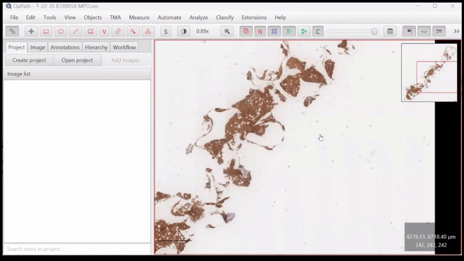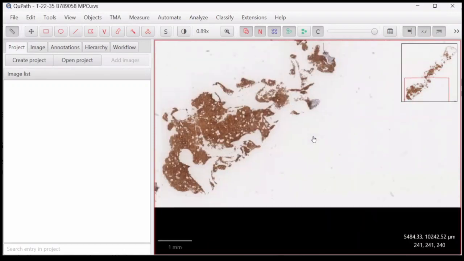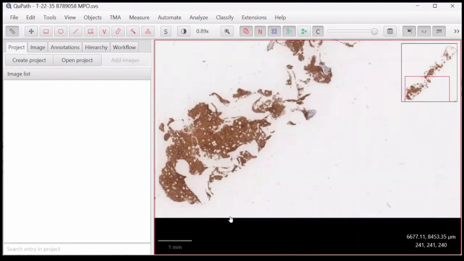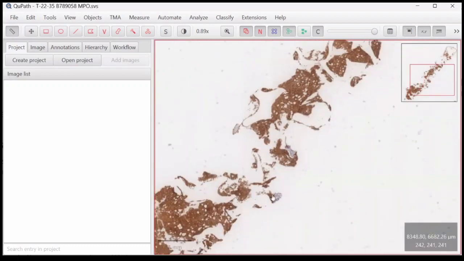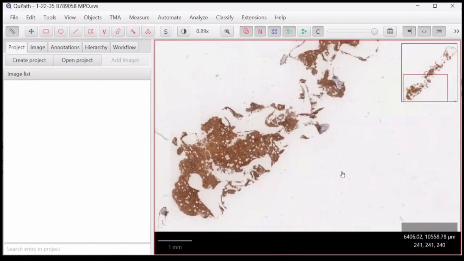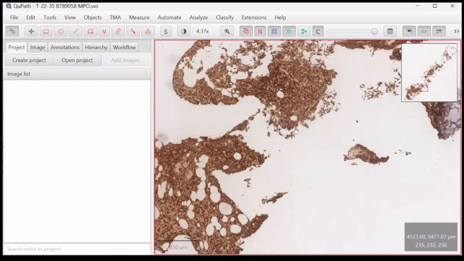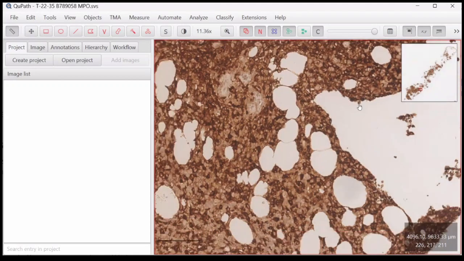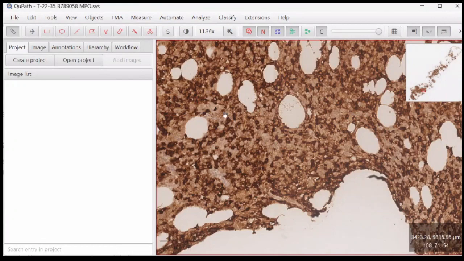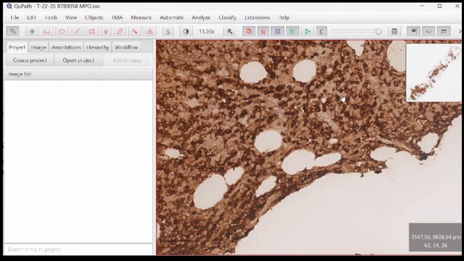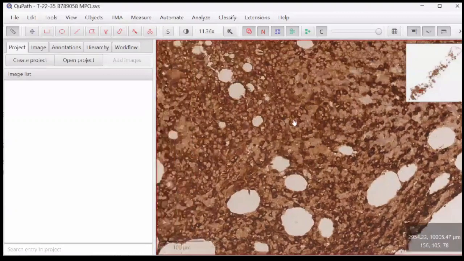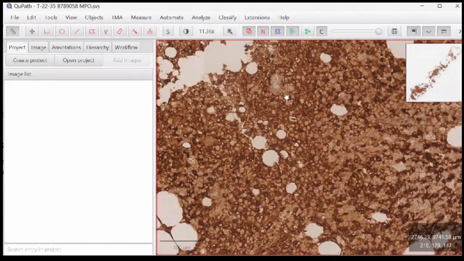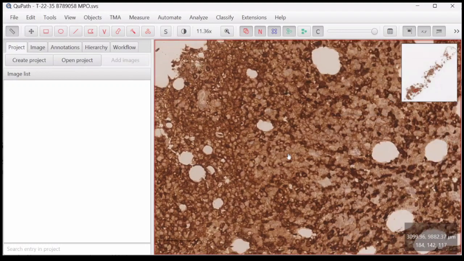Okay, this is MPO. If you notice, the MPO is diffuse in almost every marrow space. So we know that this is a myeloid series. They stain these cells. Here, they are quite diffuse, predominantly MPO positive. Then we move to another slide.